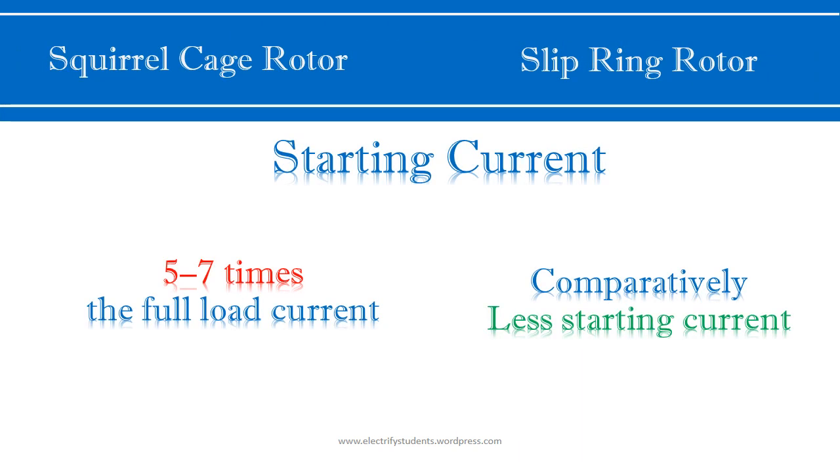The next point of comparison is starting current. In squirrel cage rotor the starting current is very high, nearly 5 to 7 times the full load current. In slip ring rotor, comparatively the starting current is less.